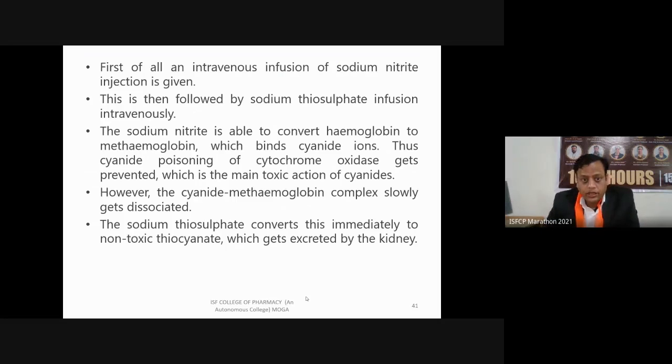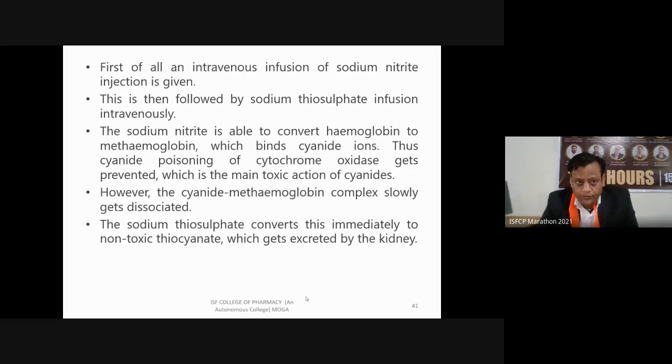The sodium nitrite is able to convert hemoglobin to methemoglobin, which binds the cyanide ion. So what is the working of sodium nitrite? It converts hemoglobin to methemoglobin, and this methemoglobin binds with the cyanide ion. Thus, cyanide poisoning of cytochrome oxidase gets prevented.